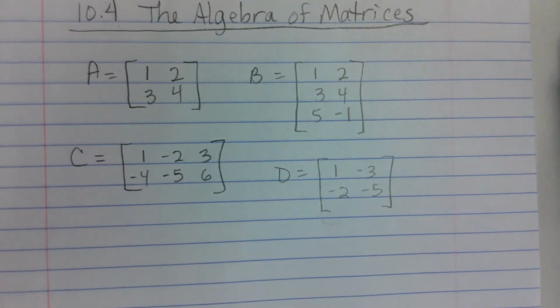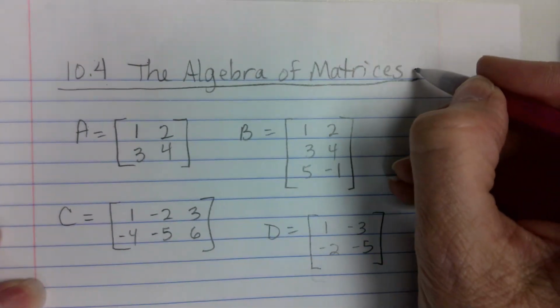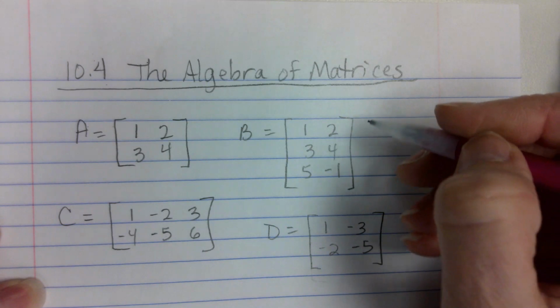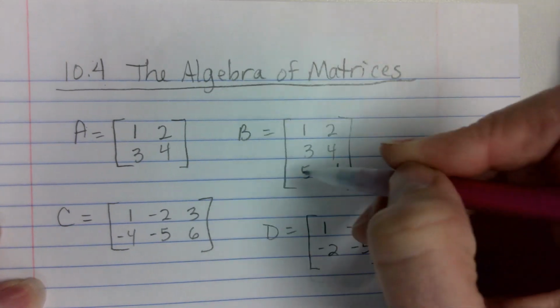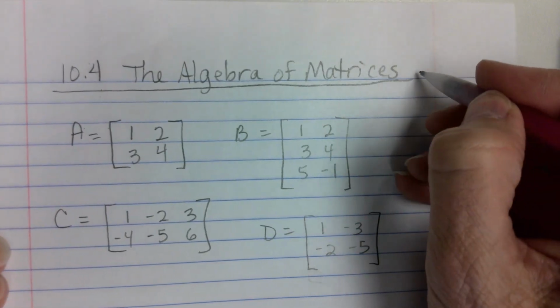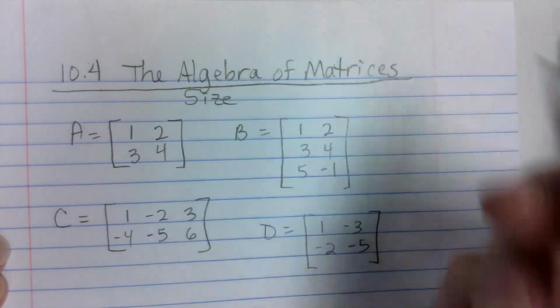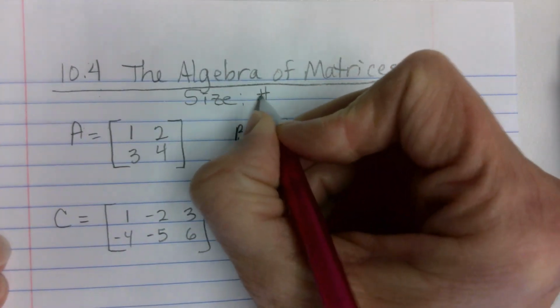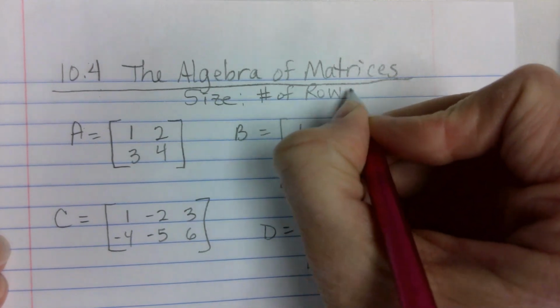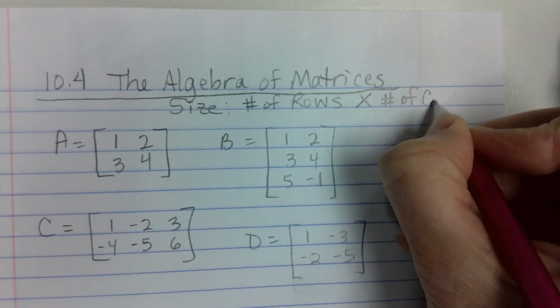So I'm just making up 4 random matrices. Now, a matrix is literally just an array of numbers, okay? That's all. We've already been dealing with them, showing the array of the coefficients of the systems, right? But a matrix actually has a size. And the size is the number of rows by the number of, what do you think? Columns.